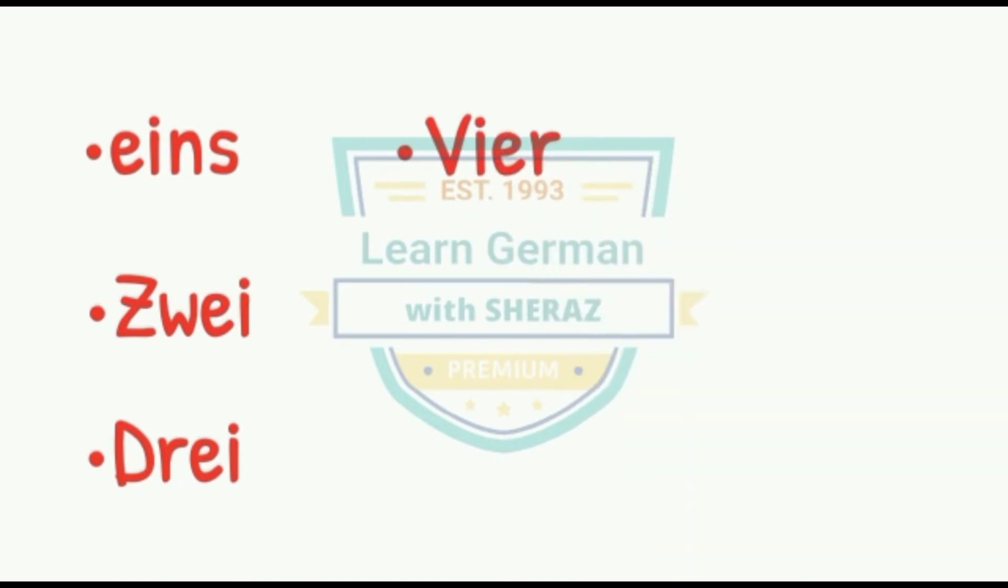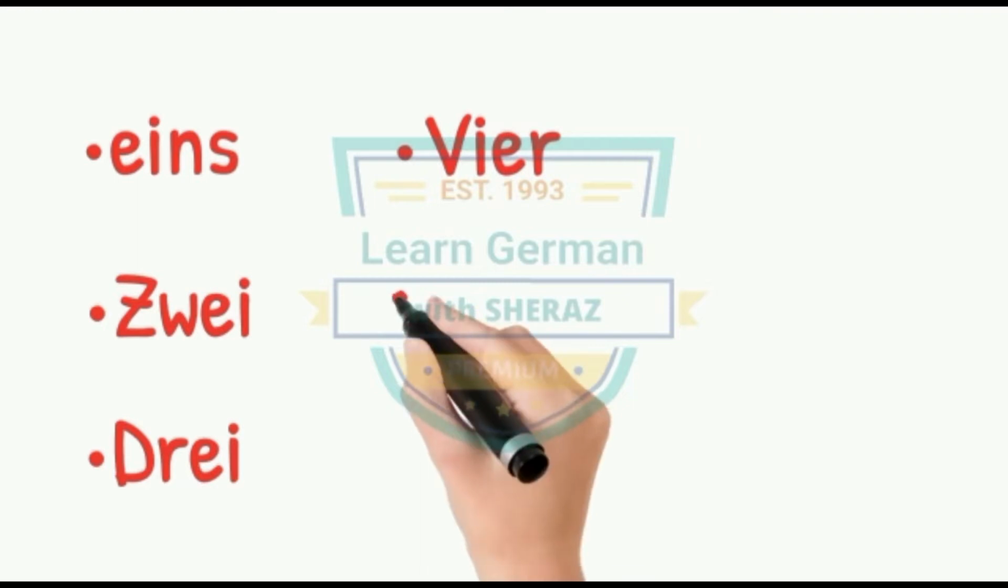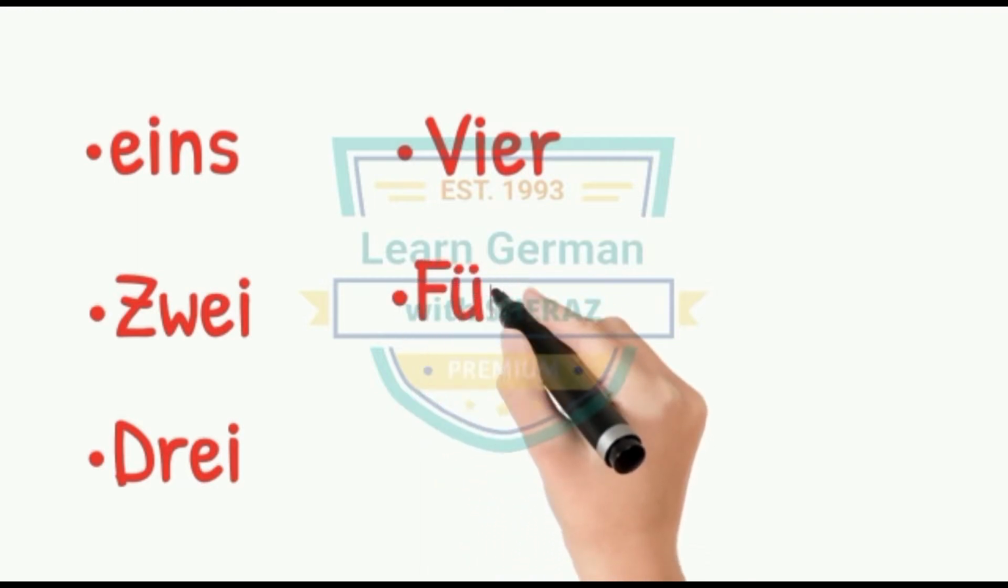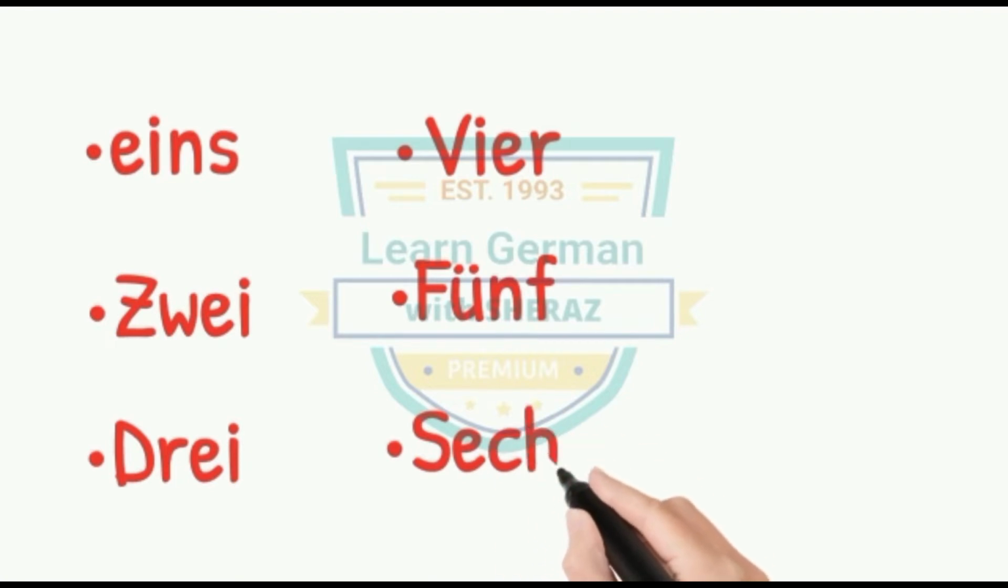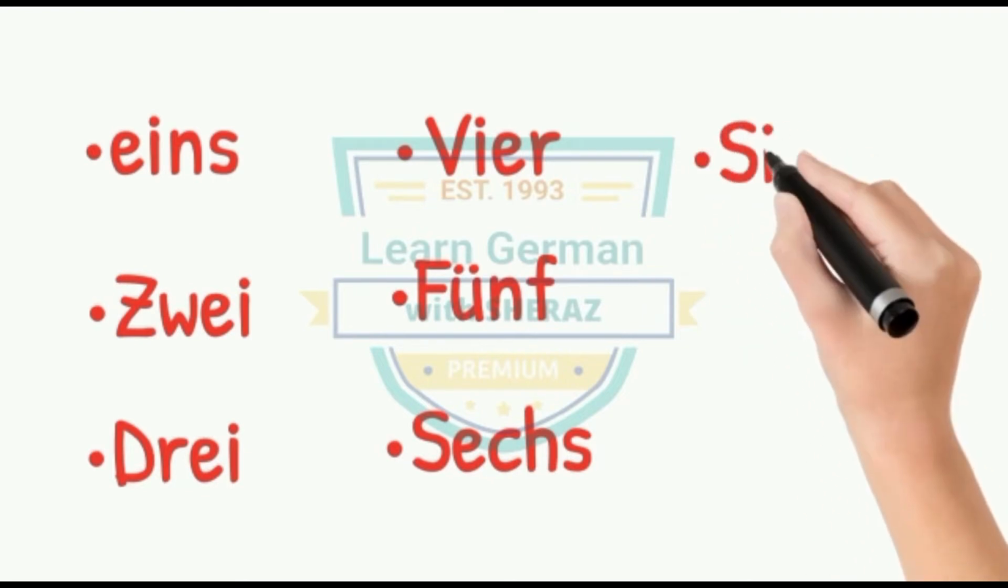Vier. It means 4. Next one is fünf, means 5. Keep watching until the end of this video, then you will have a good grip on German numbers. Next one is sechs. It means number 6 in English. You have to write down in your notebook. I say that again.